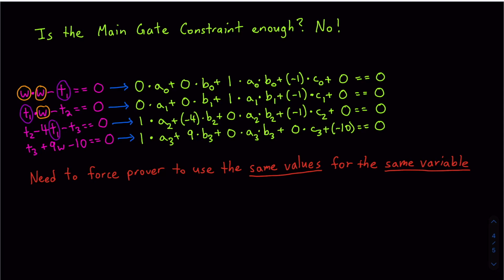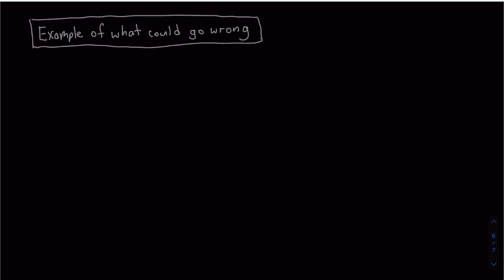If we don't enforce this, the prover could cheat by giving different values for the same variable, and each individual equation would still appear correct, but the overall computation wouldn't be valid. Here's a simplified example to show what could go wrong. Suppose we have the computation w cubed equals 27. So the prover wants to prove they know a value of w that satisfies this. Spoiler, the answer is w equals 3.